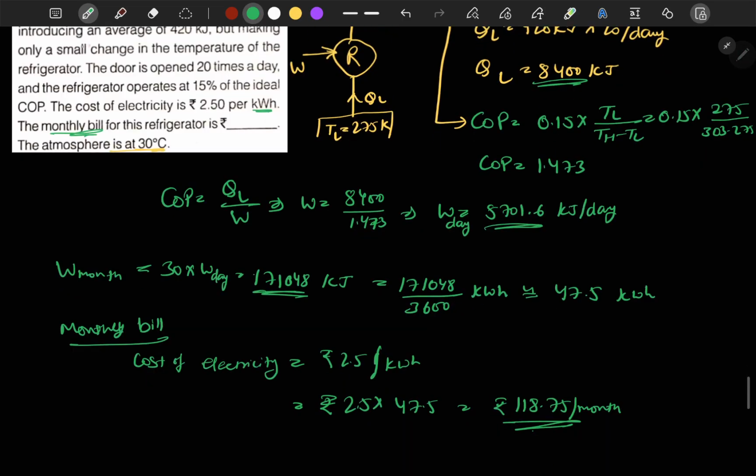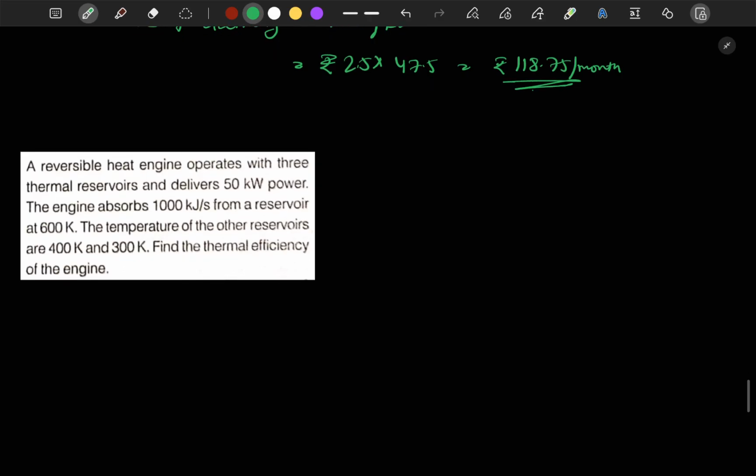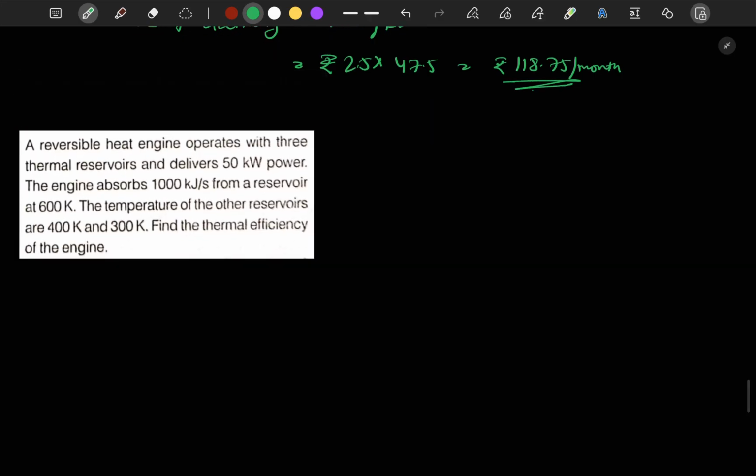Now we will move to the next question. This is our question. A reversible heat engine operates with 3 thermal reservoirs and delivers 50 kilowatt power. The engine absorbs 1000 kilojoule from a reservoir at 600 Kelvin. Okay, and the temperatures of the other reservoirs are 400 and 300 Kelvin. Find the thermal efficiency of the engine.